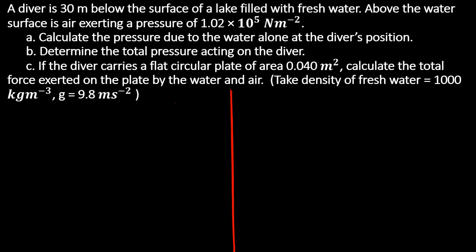Take density of fresh water to be 1000 kg per meter cube, and also gravity, which is G, to be 9.8 meters per second squared. Okay, let's solve it. So, solution.